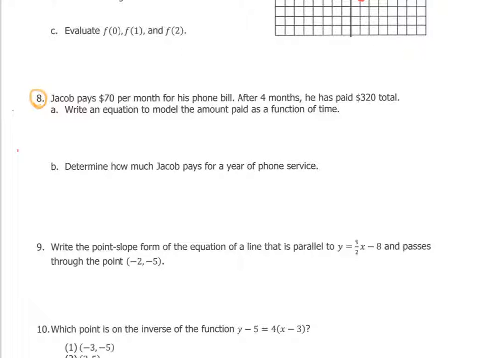Number 8 says that Jacob pays $70 per month for his phone bill. After 4 months, he's paid $320 total. Write an equation to model the amount paid as a function of time. So I see this $70 per month. That means that's the slope, or our m. So m in this case equals 70 because it's every single month.